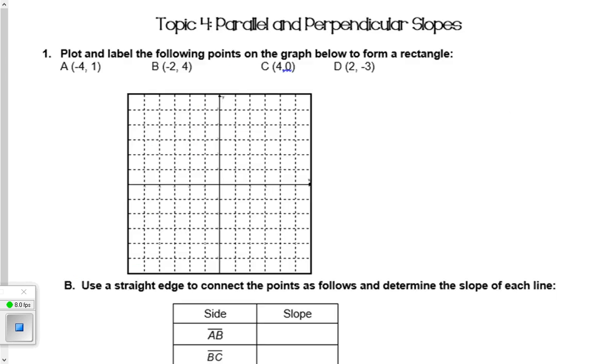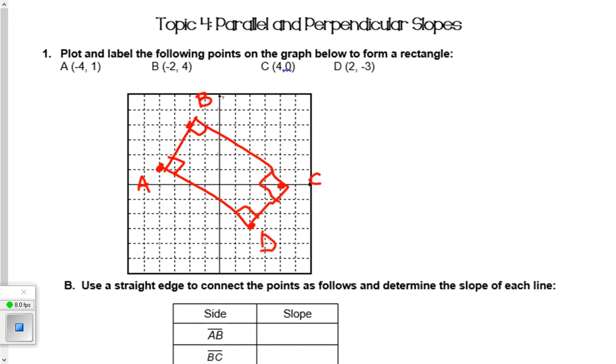So right off the bat, let's just plot these points on the graph and connect them to make a shape. Negative 4, 1, negative 2, 4, 4, 0, 2, negative 3, which again, you'll have to forgive me and my board. You know how it goes. Hopefully yours is much prettier. I'm going to put right angles so that it somewhat looks like a rectangle. Okay, there's our rectangle. I forgot to label A, B, C, D.